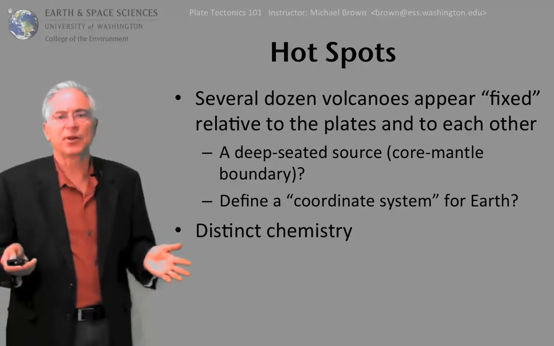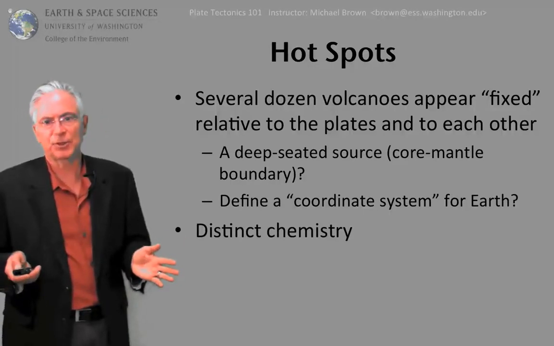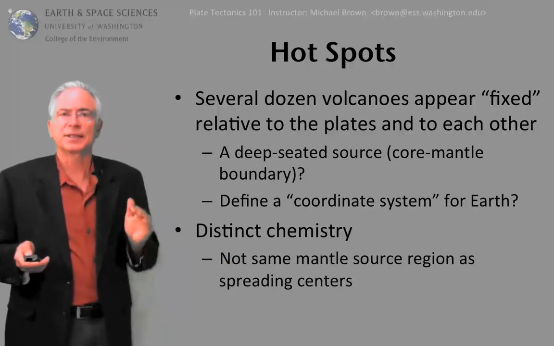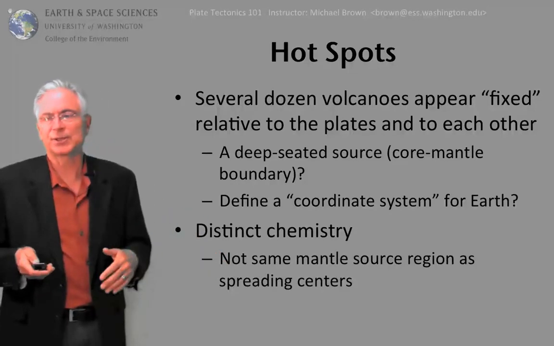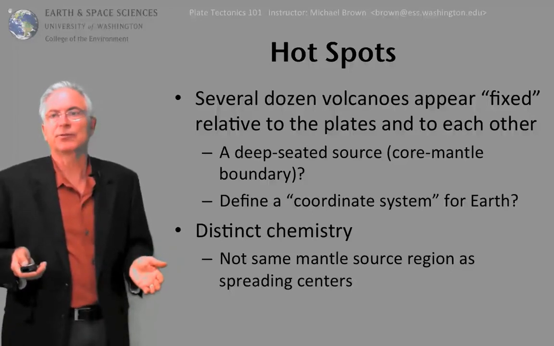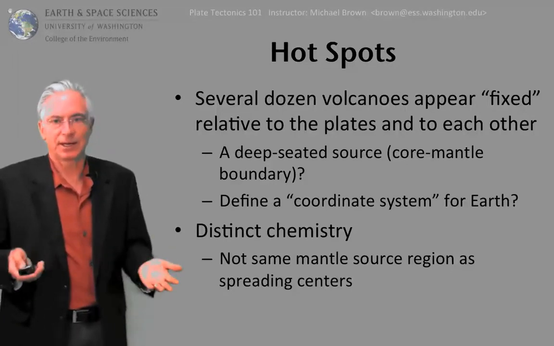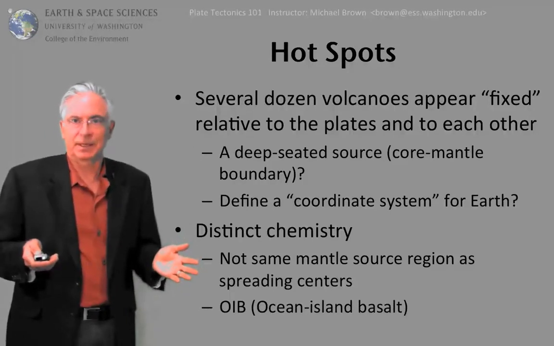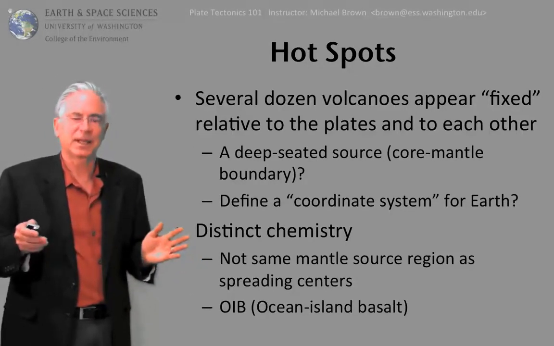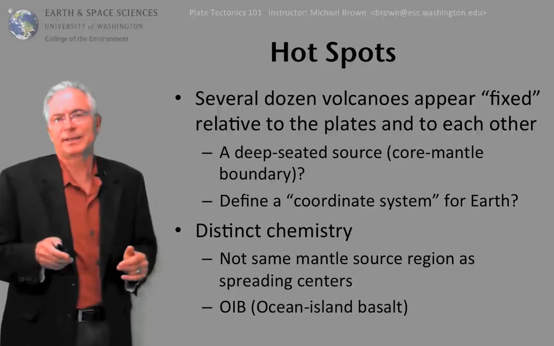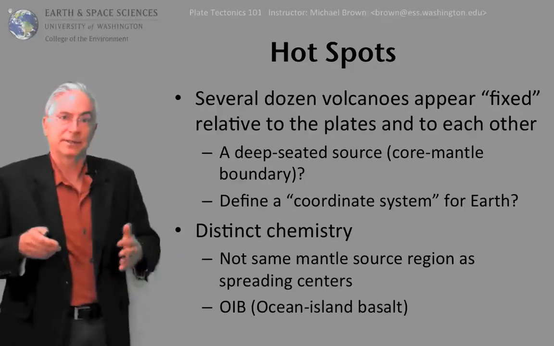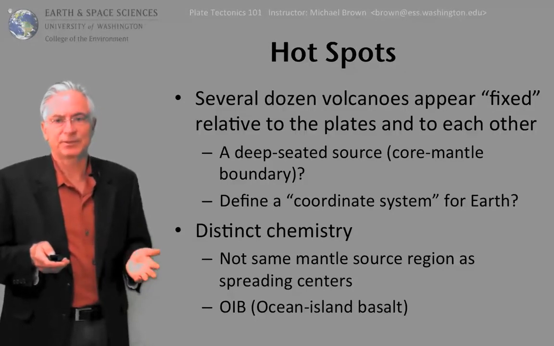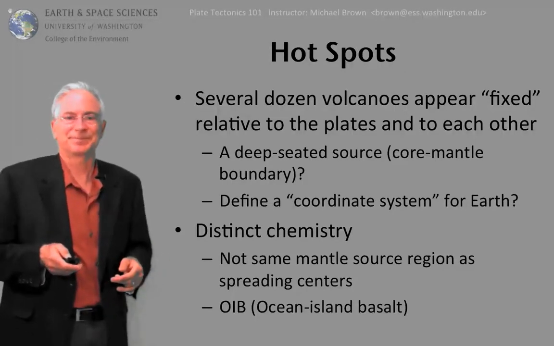Interesting thing about these volcanoes is they have distinct chemistry. They're basaltic, but they're not the same mantle source as the mantle that is melting to form the spreading center basalt. We call these mid-ocean ridge basalts, and these we call ocean island basalts, hotspot basalts, OIBs for ocean island basalt.